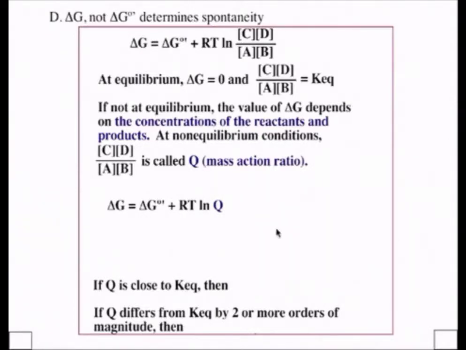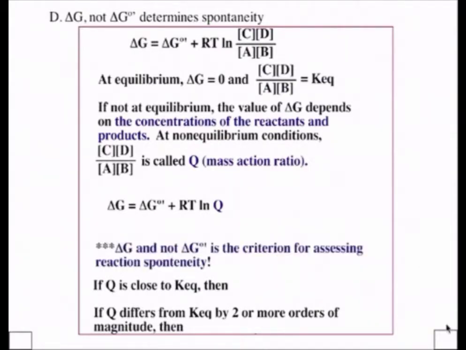And in fact, as we've said so many times, and you're getting tired of me saying, it is this value of actual delta G that tells us the reaction spontaneity as opposed to the free energy standard biological state delta G that we have here. And of course, the thing that relates the two is this mass action ratio. So let's write this down. Delta G and not delta G naught prime is the criterion for assessing reaction spontaneity.